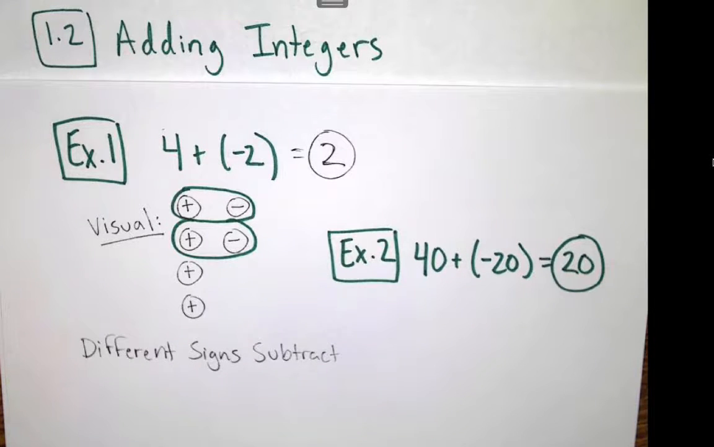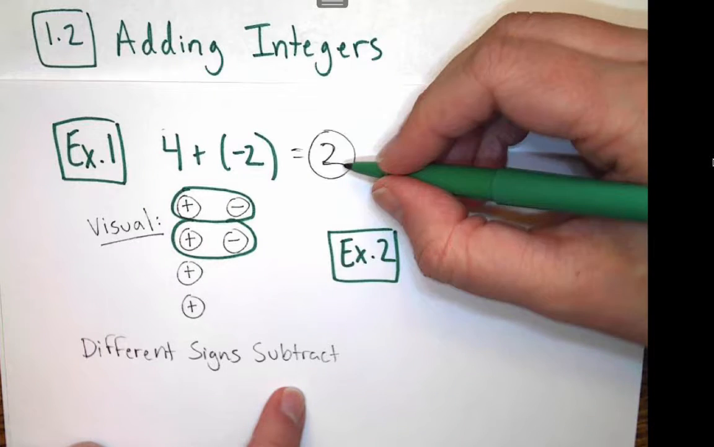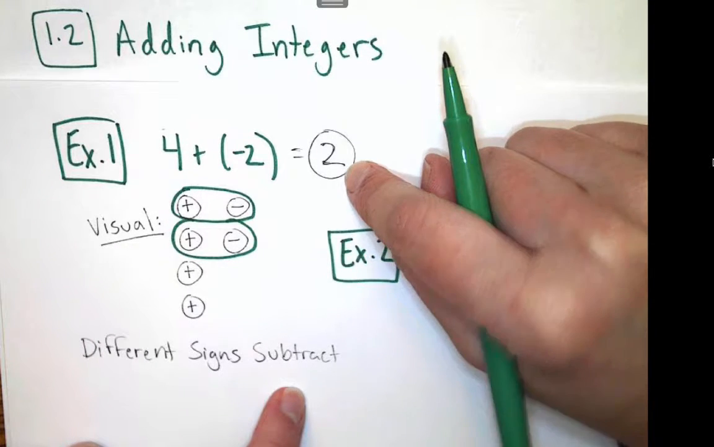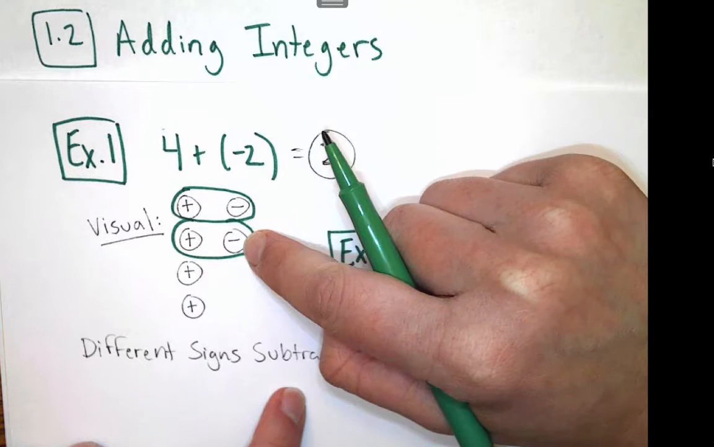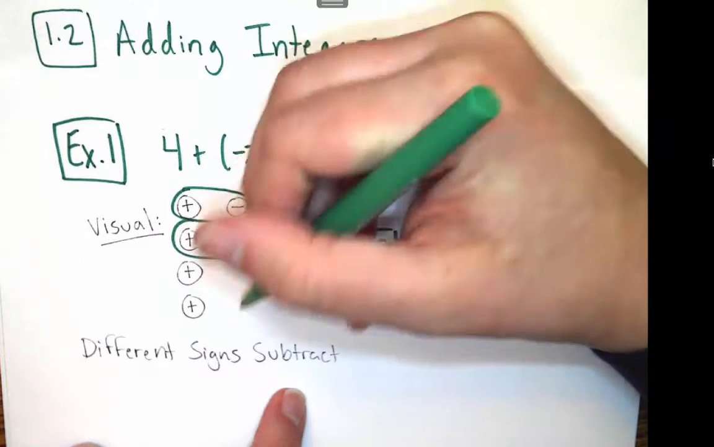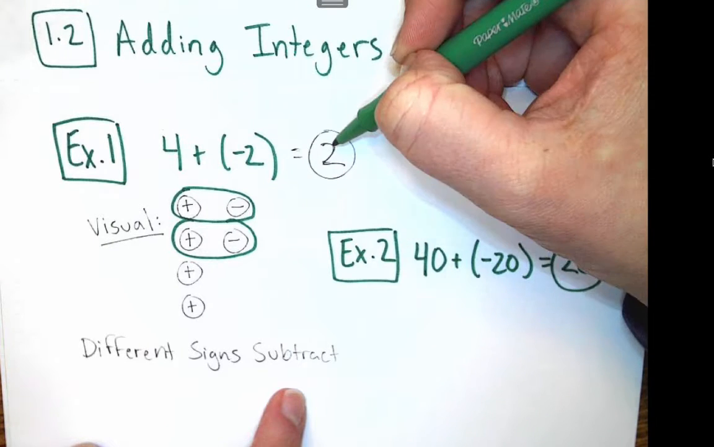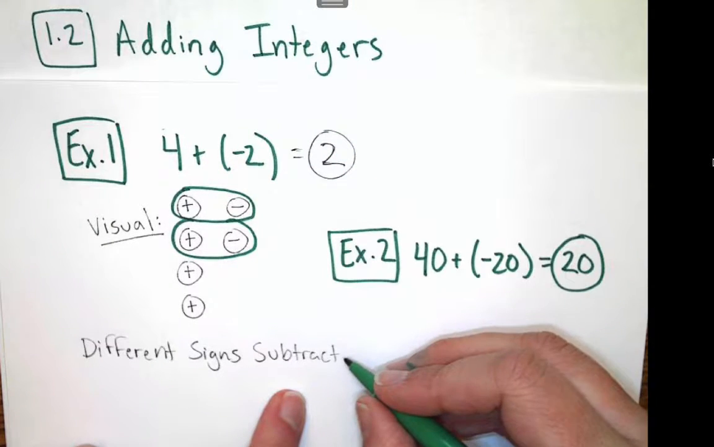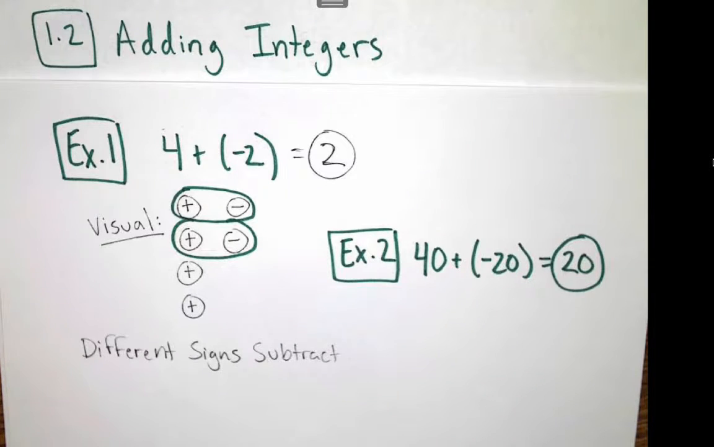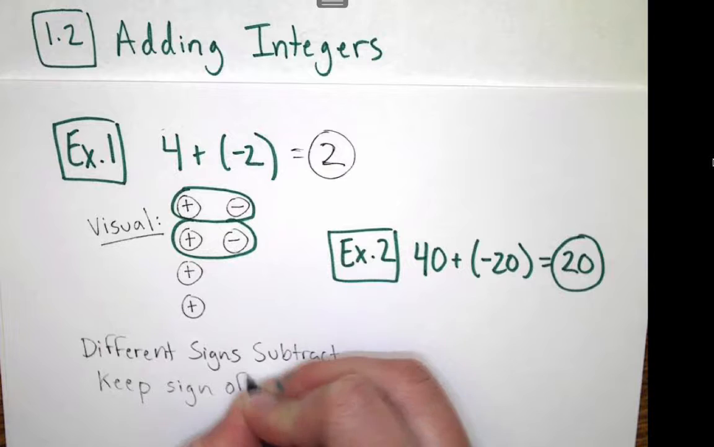But there's a little bit more to this rule. It's different signs subtract, but I also need to decide, is my answer a positive answer or a negative answer? Well, in the first example, it was positive 2 because, look, there were 4 positives and only 2 negatives. Whatever number is bigger is going to be the one that's left over. So if there's only 2 negatives, there was way more positives, the positives are going to be left over. So different signs subtract, and you want to keep the sign of the largest number.